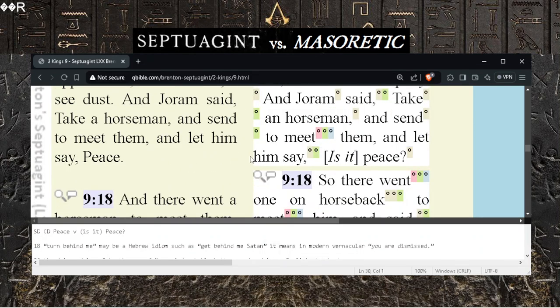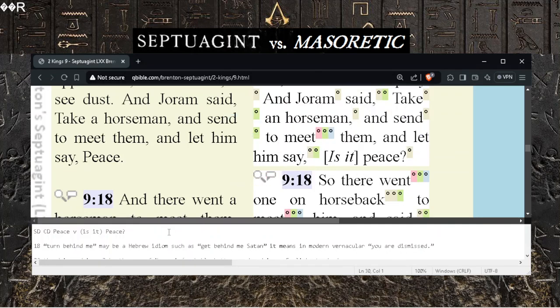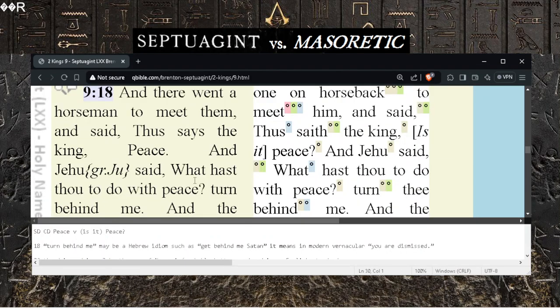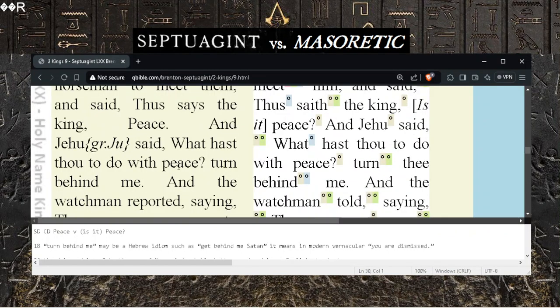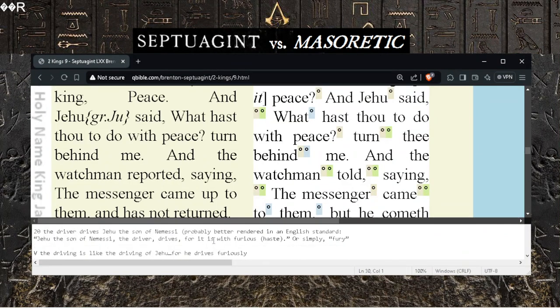So verse 17, he tells him to say peace, shalom, salam, versus is it peace? So one's a statement, the other is a question. In verse 18, there's an expression used here, turn behind me. Actually, it's used in both, so that's not so much a difference.